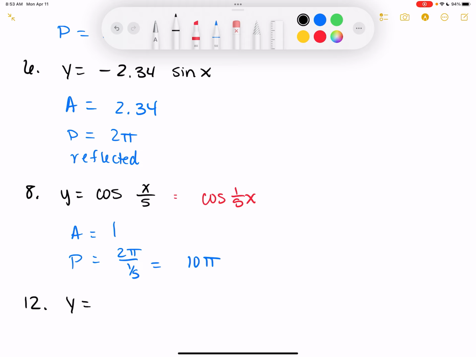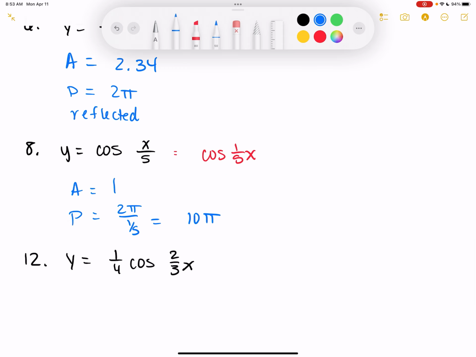All right, 12. y equals 1/4 cosine of 2/3 x. They might actually write it as 2x over 3, but I'm just going to write it as 2/3 x. The amplitude equals 1/4. The period equals 2 pi over 2/3, which gives you 3 pi. Yep, 2 pi times 3 halves, which is 3 pi.